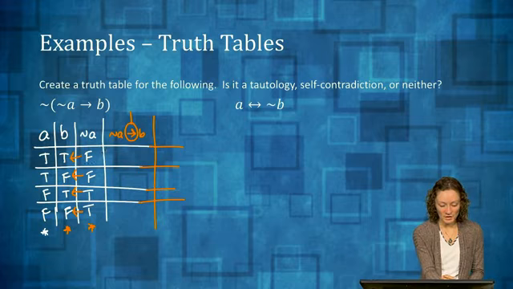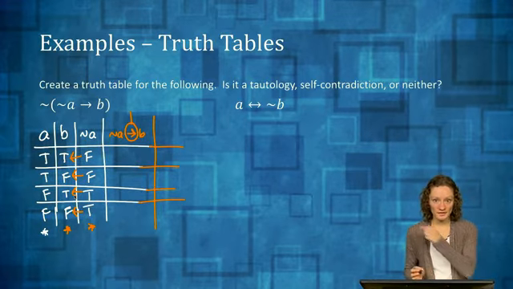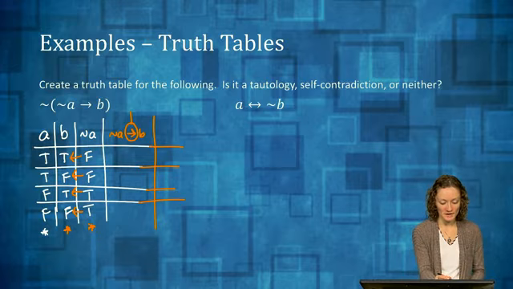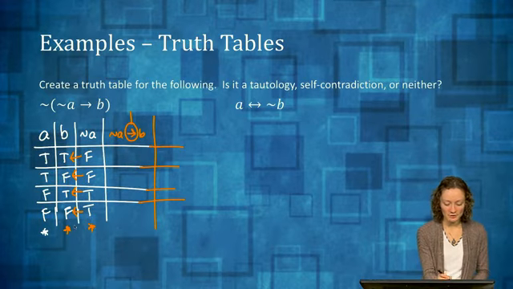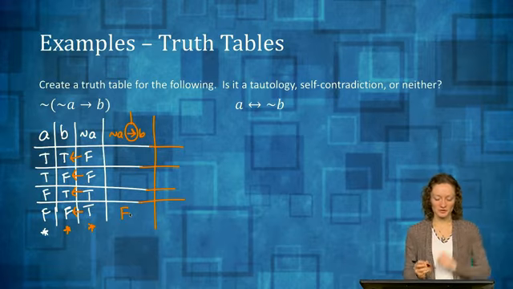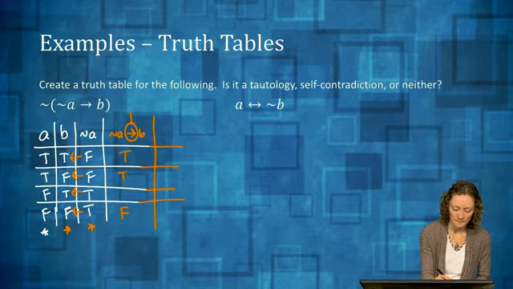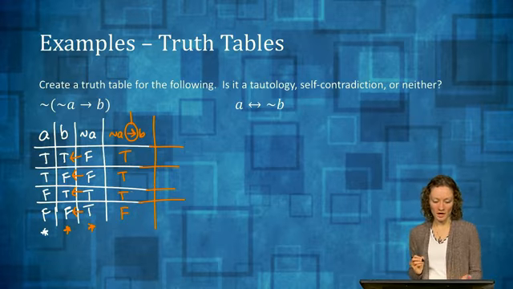Negation A is first, so that's what we start with. And the only time we get false is when true leads to false. So, do we have that in any of these rows? We do, in fact. It's for the last one. True leads to false is false. Everything else is true. So that's our conditional column.